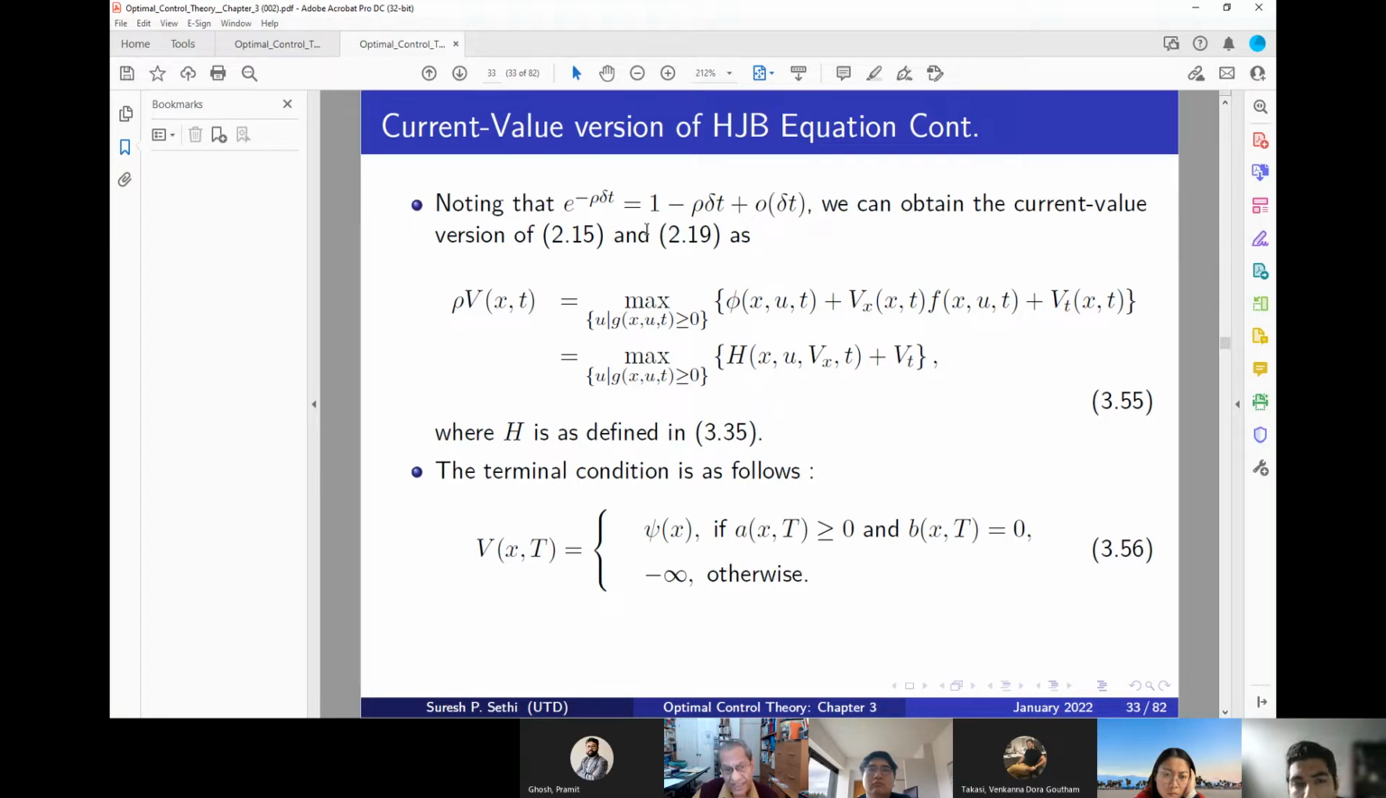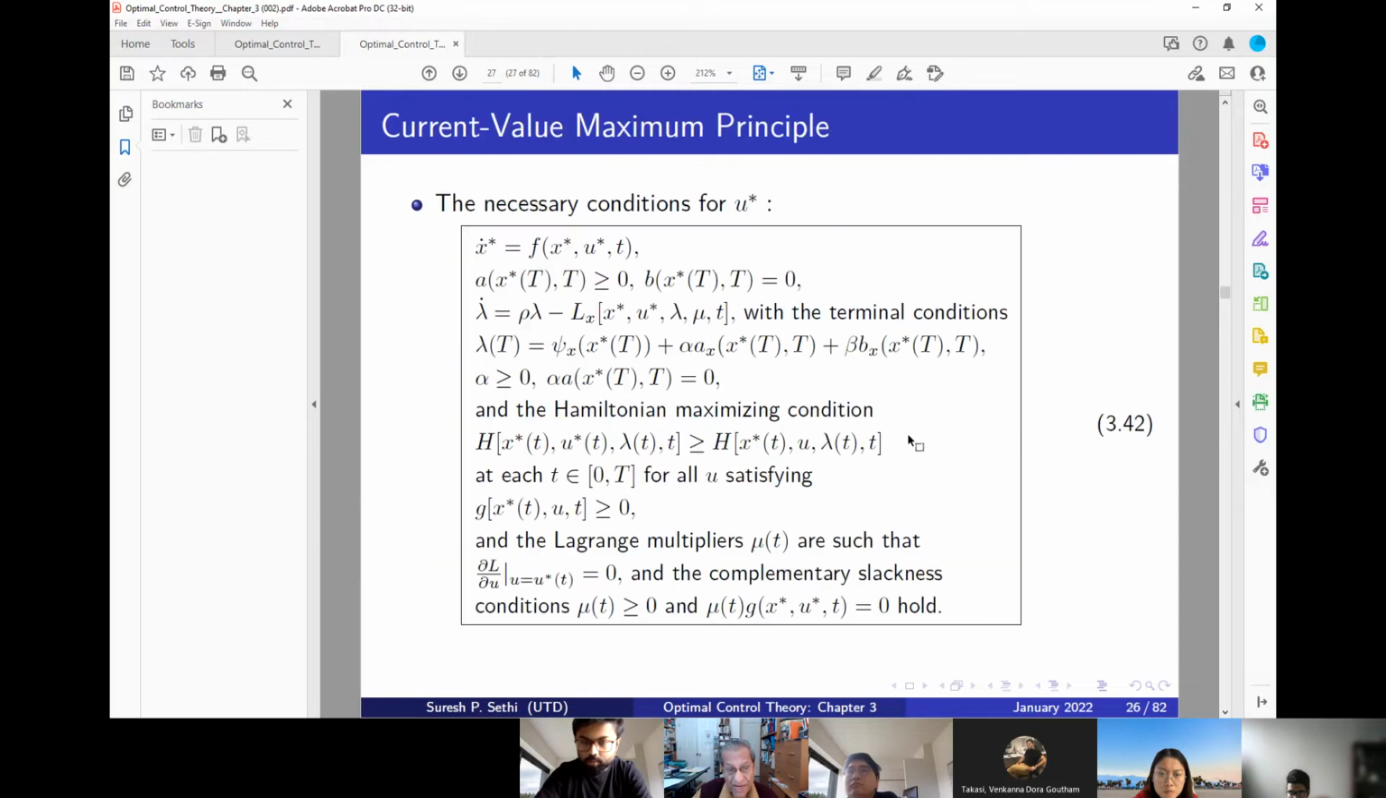So you see this rho is coming in here. In 2.15, this was 0. Because of this e to the minus rho delta t, which has this Taylor expansion, I get this rho delta t term. The V and that V, there was a V in there, those cancel out, just like in chapter 2. But that rho delta t is still not o of delta t. When you divide by delta t, the rho survives, and that becomes rho V(x,t). So this is almost similar now to the maximum principle. This rho survived, and this is rho lambda. Remember, lambda dot is minus L_x, now it's rho lambda minus L_x. Okay.